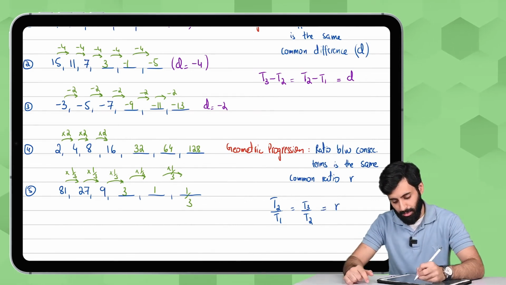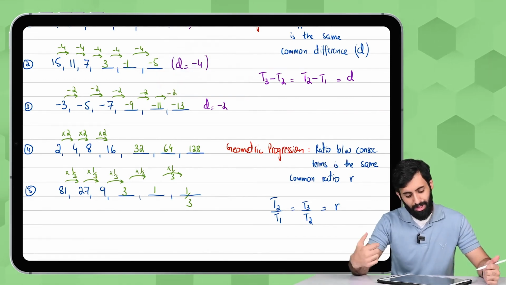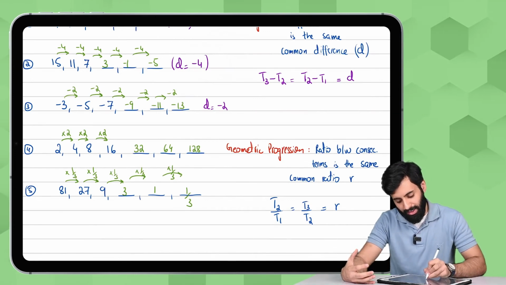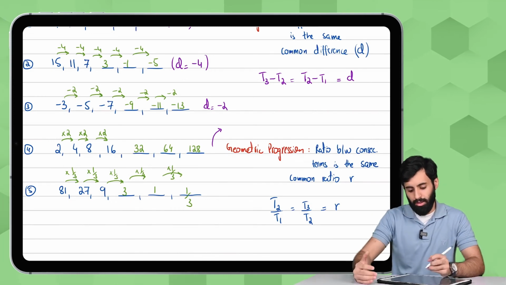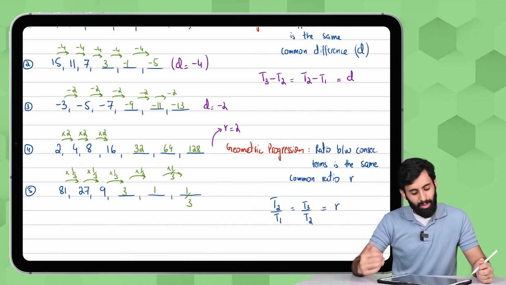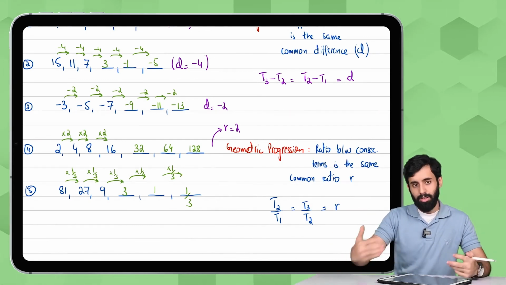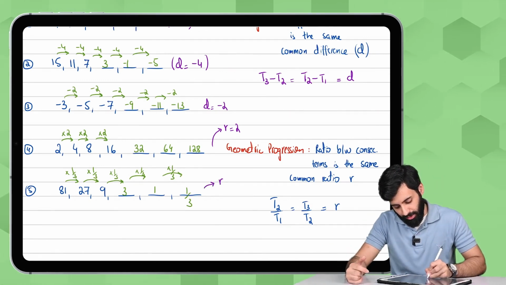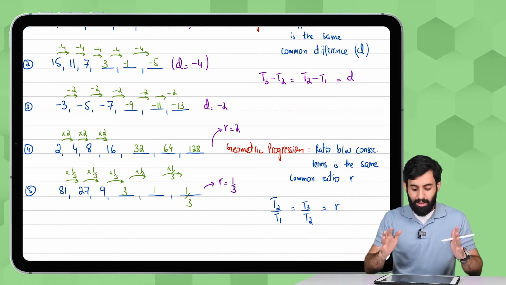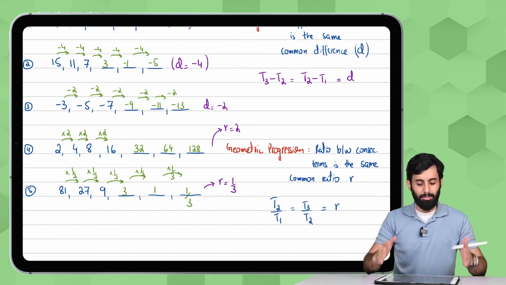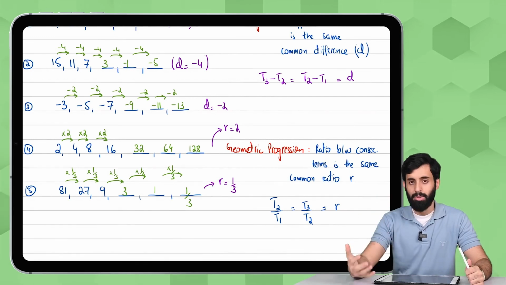So let's apply the same thing to progressions number 4 and 5. In progression number 4, since we were consistently multiplying the preceding term by 2 in order to get to the next term, the common ratio was equal to 2. And in progression number 5, since we were consistently multiplying by 1 over 3 in order to get to the next term, the common ratio is 1 upon 3. And these, fellas, are basically the key differences between an arithmetic progression and a geometric progression.